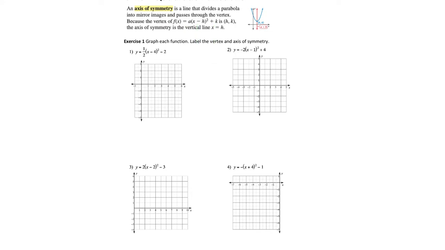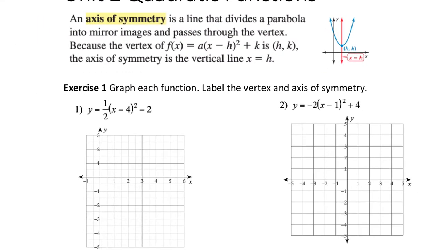For example, right here, my vertex on this function is going to be (h, k). So it's going to be the opposite. That's important that it's in here. And we already saw in class that the x-value is going to be the opposite, so it's (h, k).